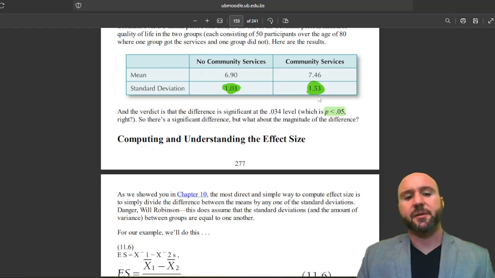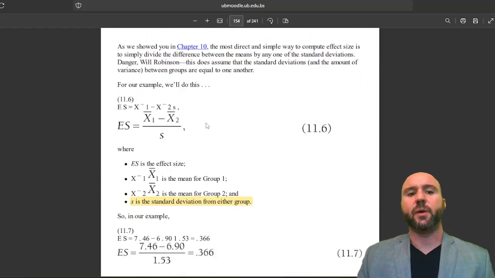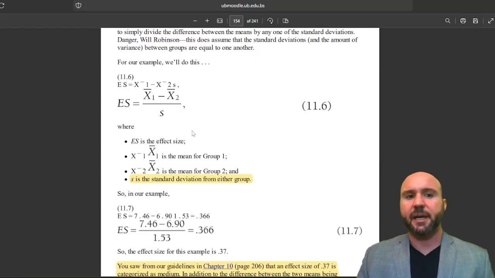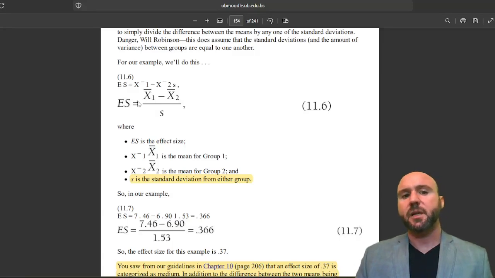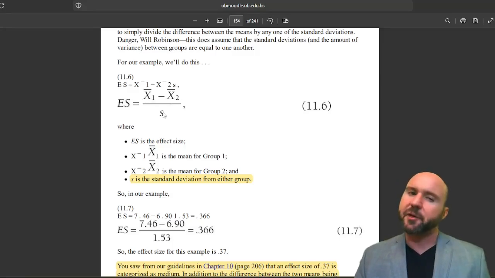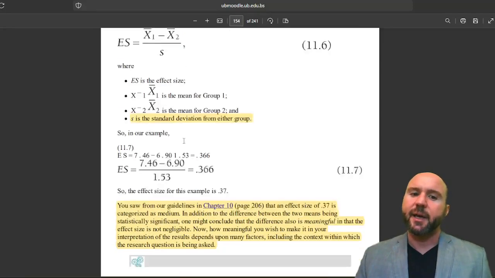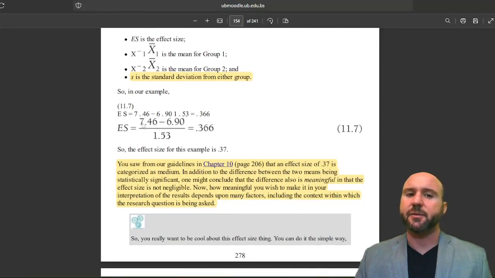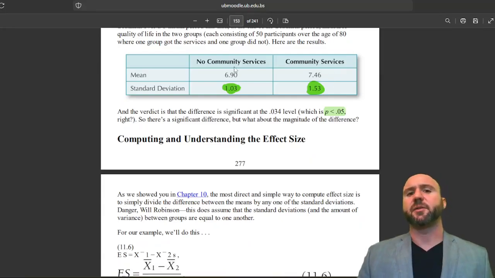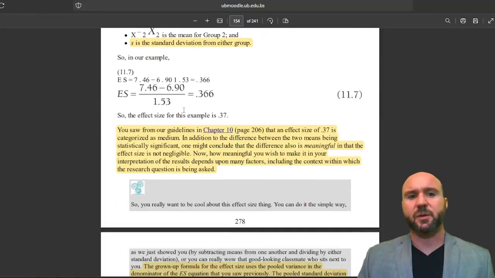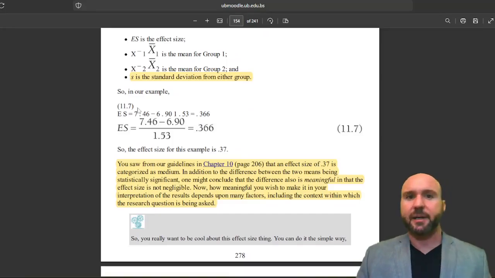Okay, so the effect size. Once again, we are using a simple formula: the mean of one group compared to the mean of the other group, divided by a standard deviation. Now here they've used the mean of group 1, no community service, compared to the group with community service. So it gives us a nice whole number. That kind of makes sense.